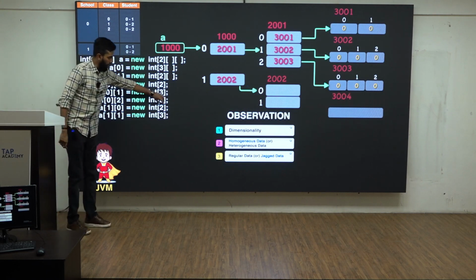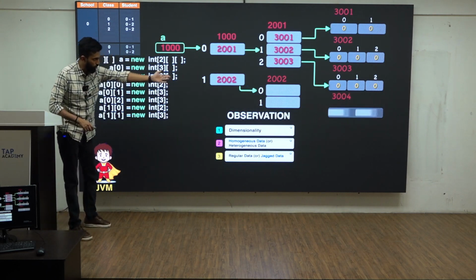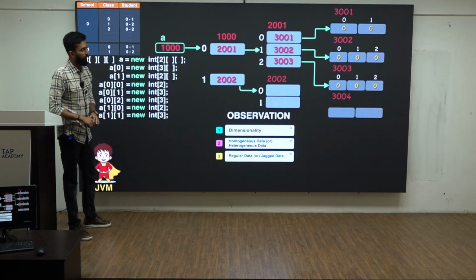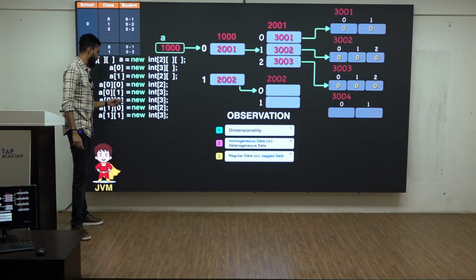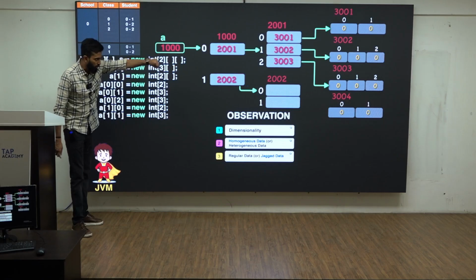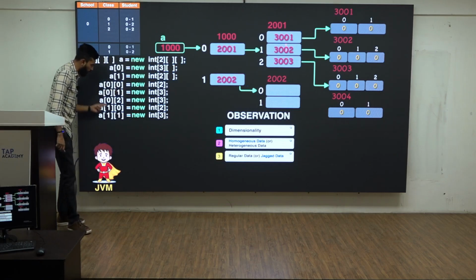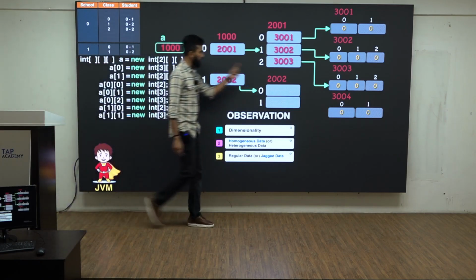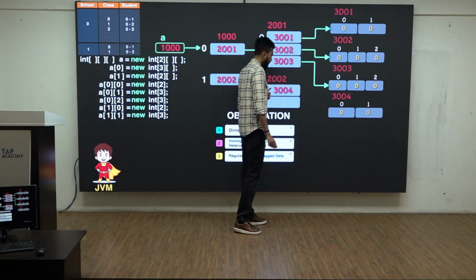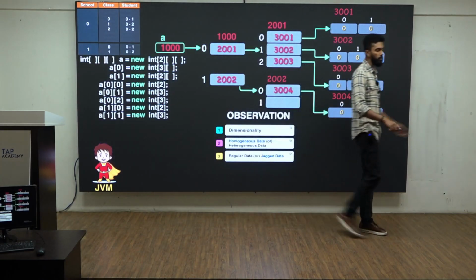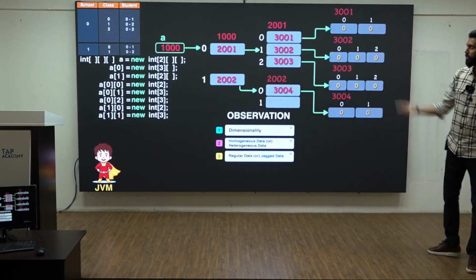Next, only one pair of bracket means columns. Split it into 2 columns, give it indexes, default values. After which what happens, sir? Take that address 3004 and give it to A of 1, 0. A of 1, 0. 3004 comes here. This is referring to this. That's it. I think last line is also clear.